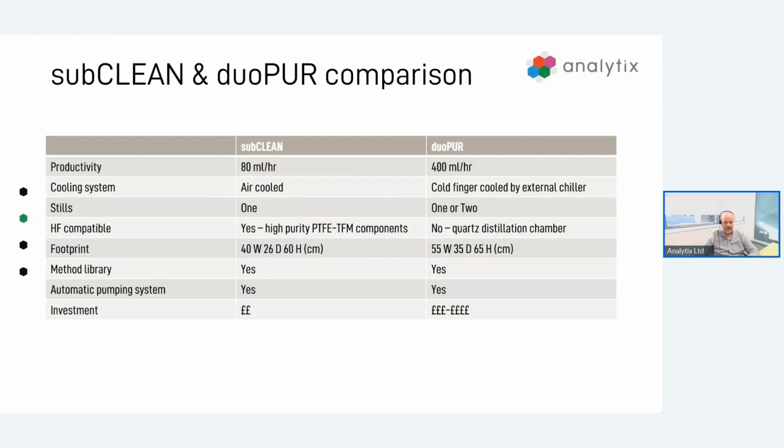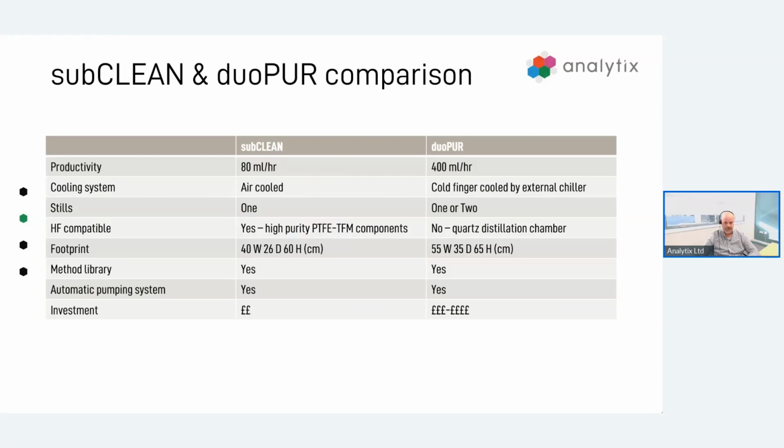Because it's a completely closed system with its own built-in exhaust, there's no operator exposure to acid vapors, and the TraceClean doesn't have to sit in a fume cupboard either, much like the Easy Fill. There is no cooling water and no chiller required, so we simply rely on the powerful fan that's built in to allow us to cool. And we've got the same rugged terminals we use for the subclean and the duo port to help control the system and also store any methods.